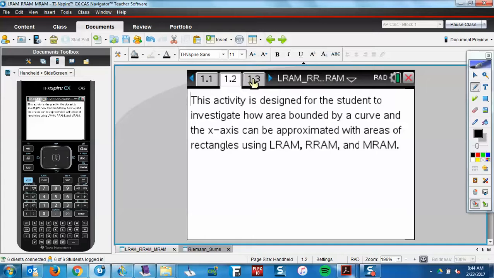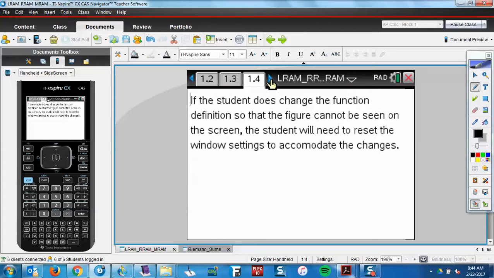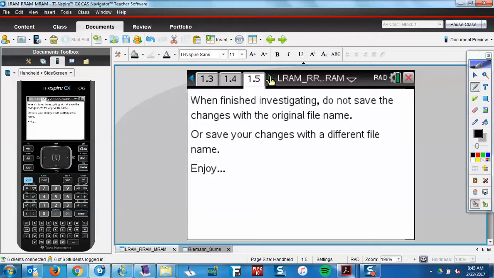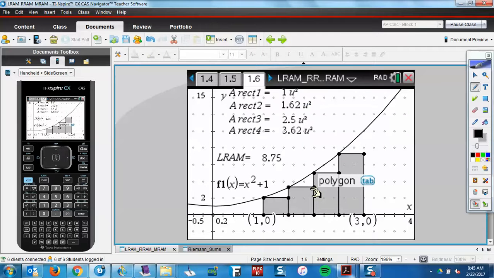All right, we got to move along here. So if you press control and right arrow, control and right arrow, control and right arrow, you get to this picture right here. Now, it's a little easier for me on the computer to do this. But basically what we have here is, see this LRAM.